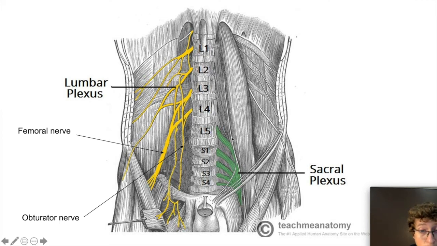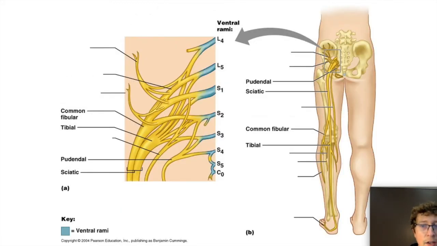Then we have the sacral plexus. The sacral plexus is going to be primarily derived from nerves originating from the sacrum. It is going to give rise to posterior nerves, at least at the start. It gives rise to the pudendal nerve. The pudendal nerve is going to be important for reproductive structures, so it will stay in the hip region.